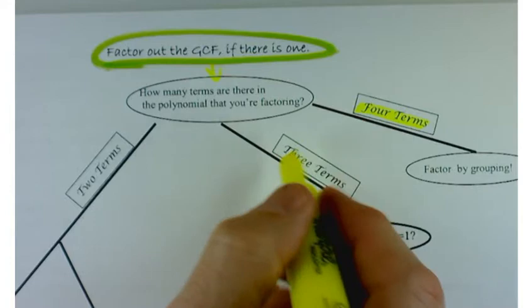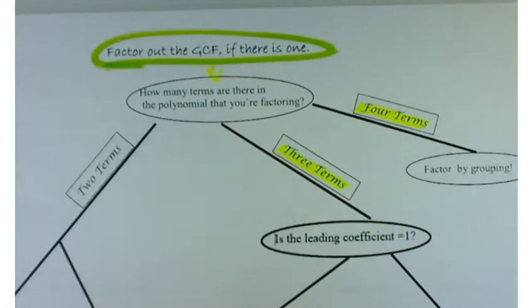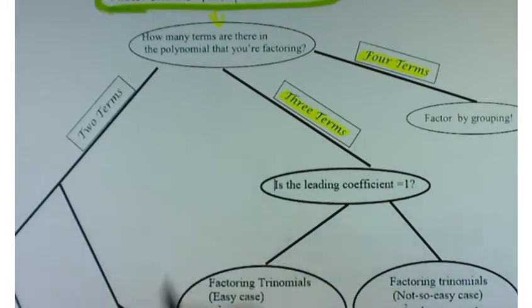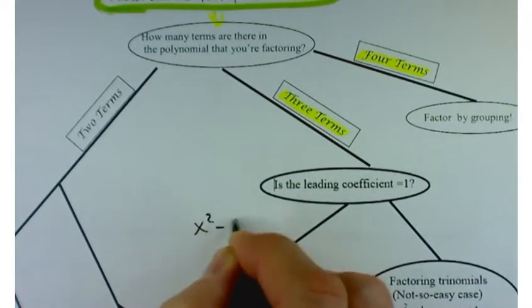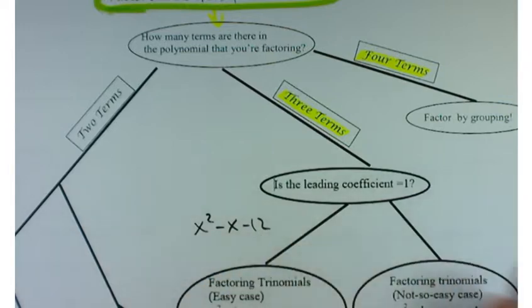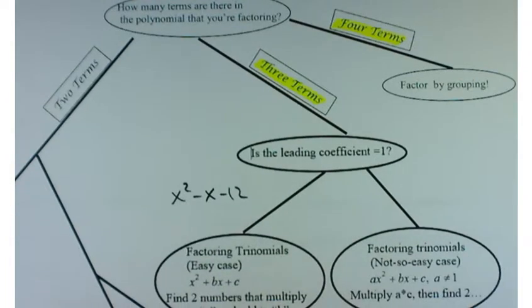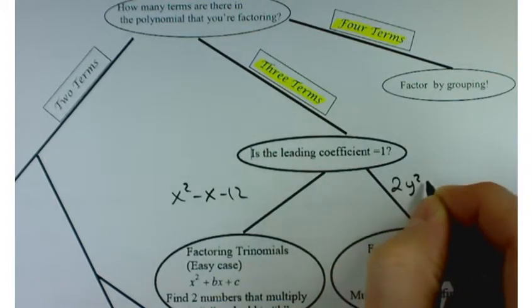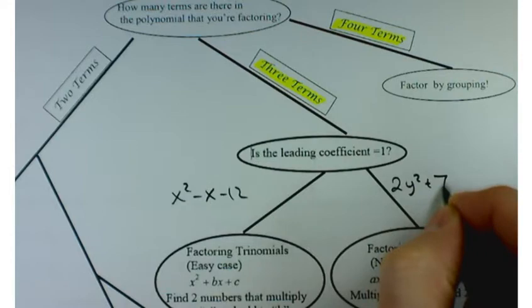If you have something with 3 terms, well, then it becomes a little bit more interesting. You have a couple choices. Are those 3 terms the difference of squares? Or, not the difference of squares. Do those 3 terms have a leading coefficient of 1? Something like x squared minus x minus 12? Or do they have a leading coefficient of something other than 1? Like 2y squared plus 7y plus 3.